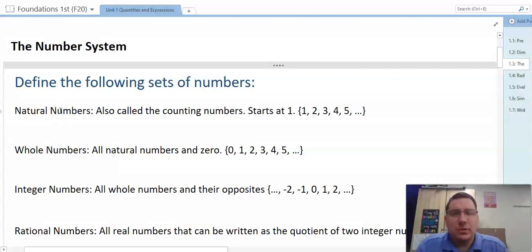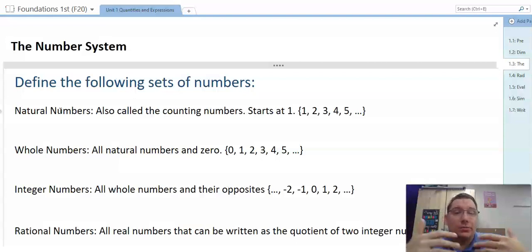Natural numbers. Now, the next set that we have are called the whole numbers. And these include all natural numbers and 0. So it goes 0, 1, 2, 3, 4, 5, and so on. Again, it starts at 0, but it doesn't have an end.